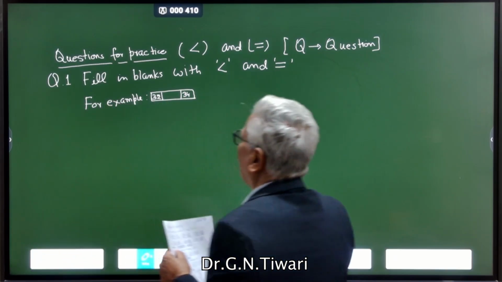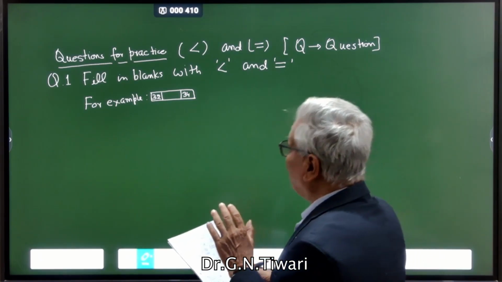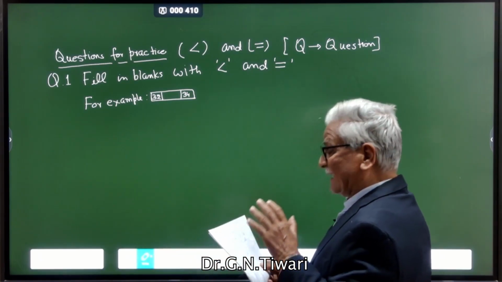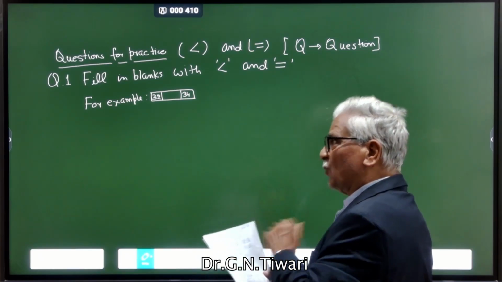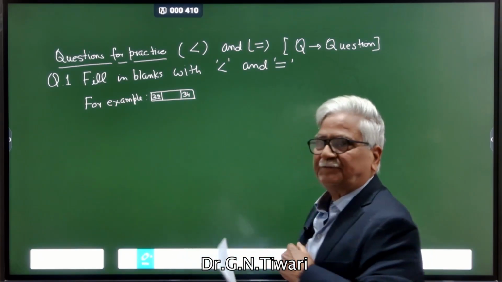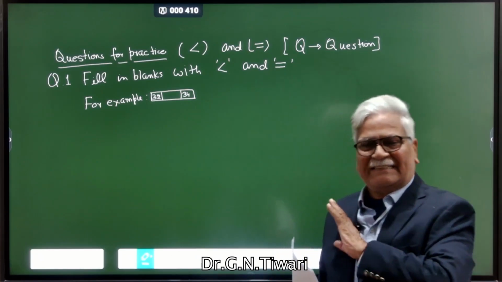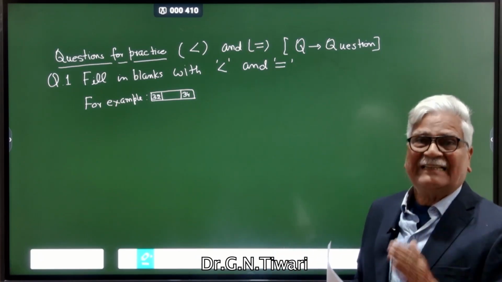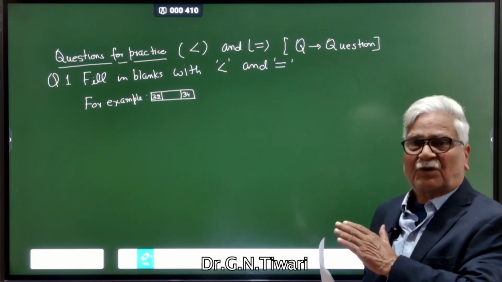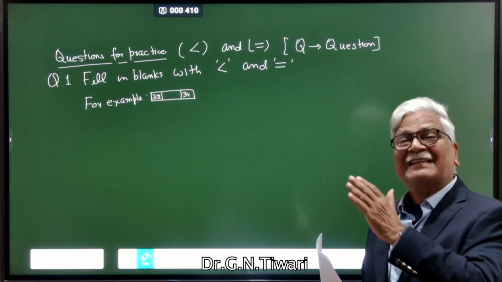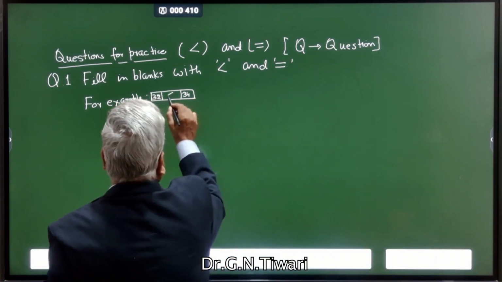Which number is greater? Just see. If students know the counting from 0 to 99, they will understand that 33 comes before 34. So 33 is less than 34. So he can put the sign like this.